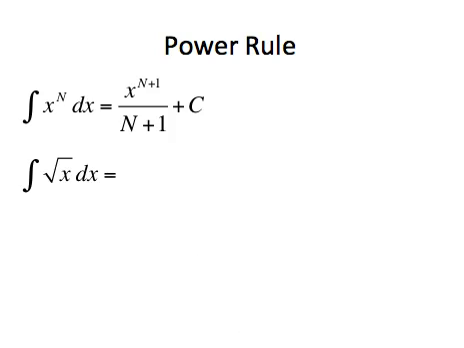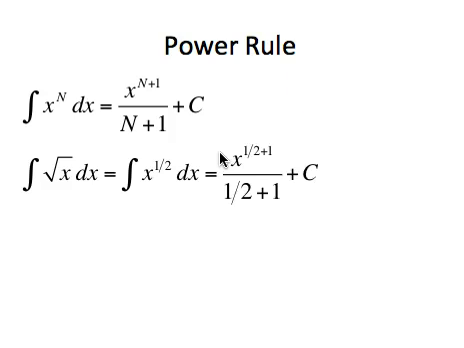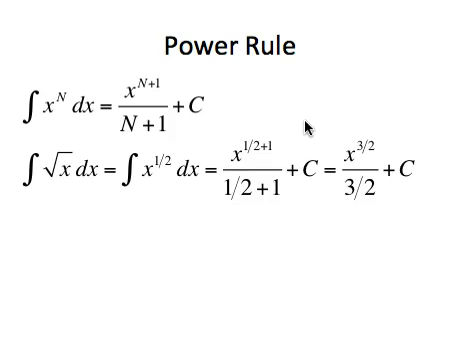Let's try one more. How about the antiderivative of the square root of x? To use the power rule, we have to rewrite the square root of x as a power. And the square root of x is x to the 1/2 power. So with our rule, we increase the exponent by 1 and divide by that same new number. So it's x to the 1/2 plus 1 over 1/2 plus 1, plus c. 1/2 plus 1 is 3/2. So we get x to the 3/2 over 3/2 plus c.